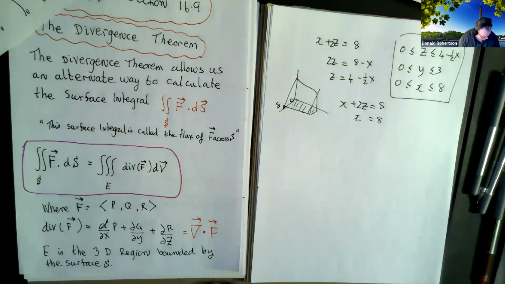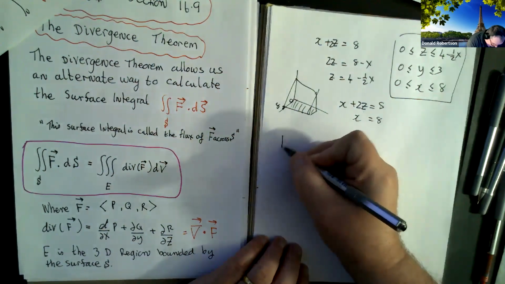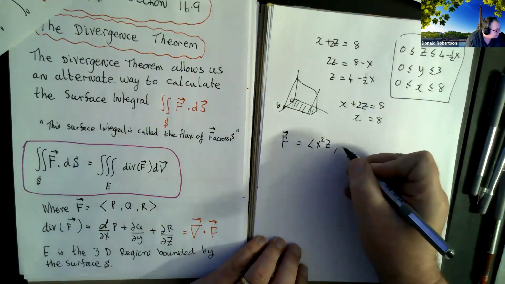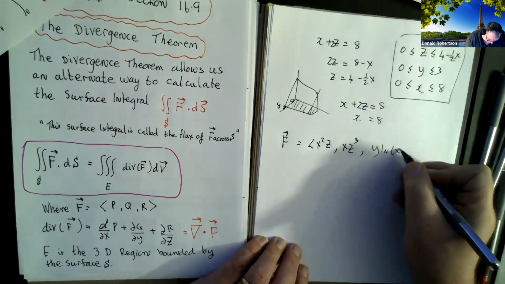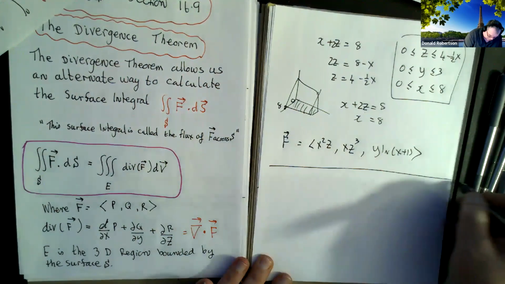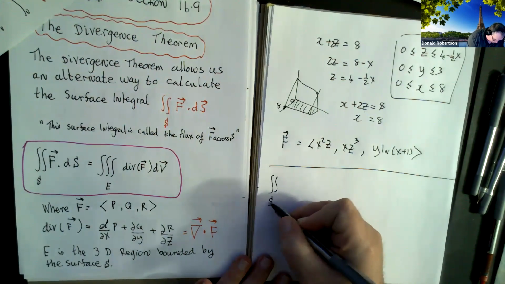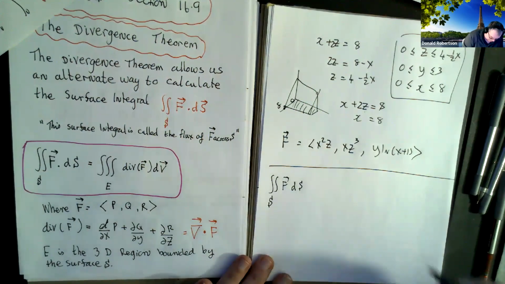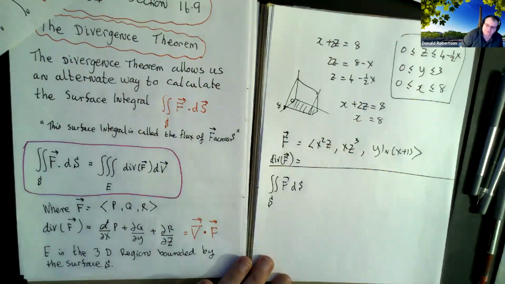And in this question, I don't think I told you who F was again. F is x squared z, x z cubed, and y, the natural log of x plus 1. And now we're ready to go. The flux. And guess what? We're not ready to go. Then I almost forget to do the divergence again.